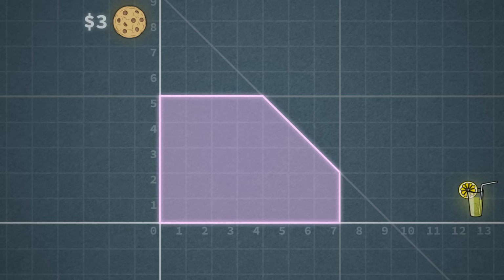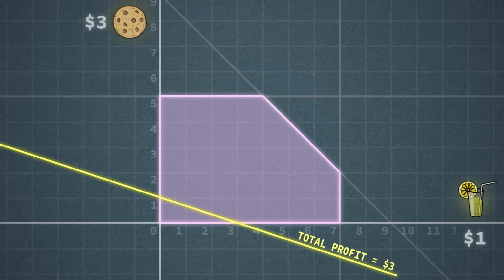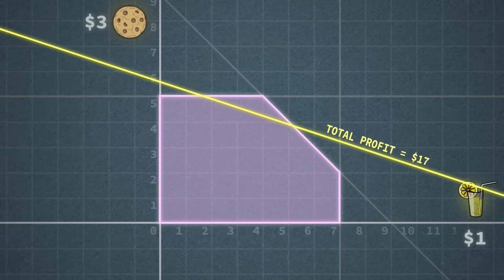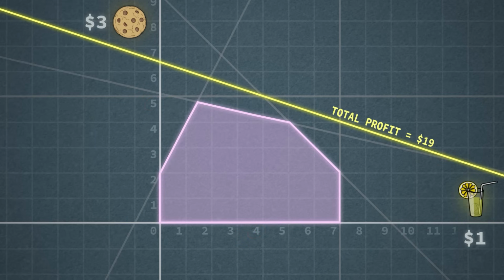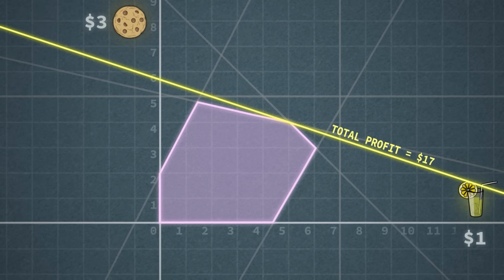If a cookie earns you $3 and lemonade earns you $1, you can draw a line of equal profit choices. 3 lemonades are worth the same as 1 cookie. Now you just slide that line up until it just barely touches the feasible region, and that touching point is where profit is maximized. In this simple example, the best option is to make 5 cookies and 4 glasses of lemonade, but we can just keep adding restrictions, and as long as all of them are straight lines, the best solution is guaranteed to be in one of the sharp corners of the remaining set.